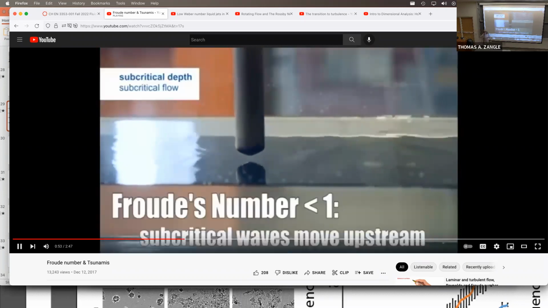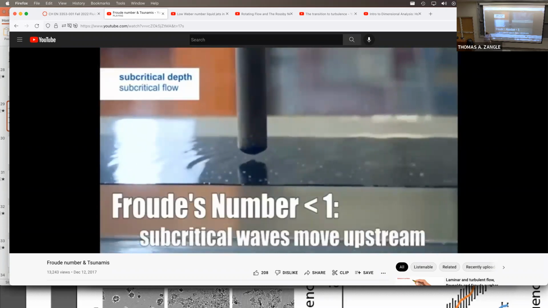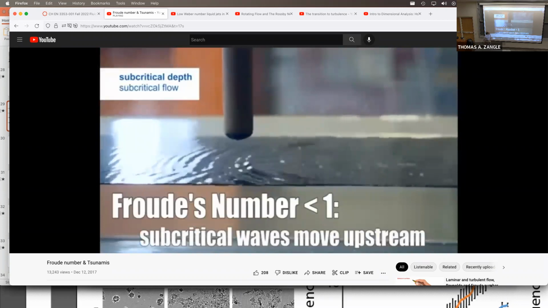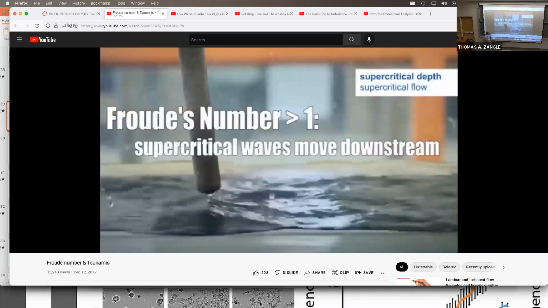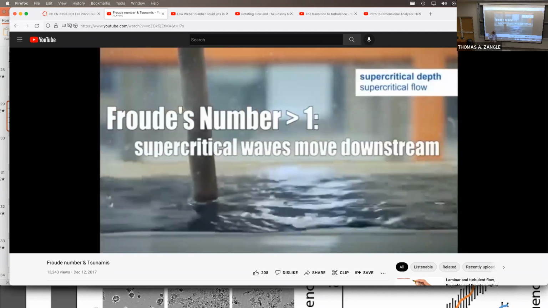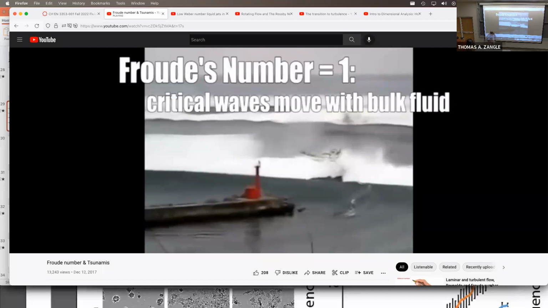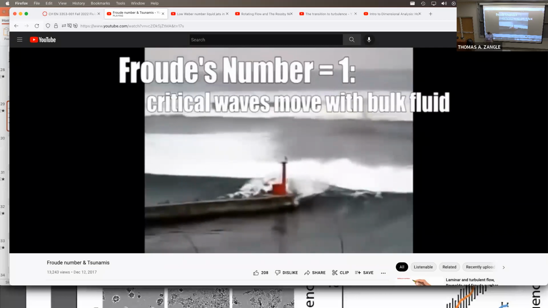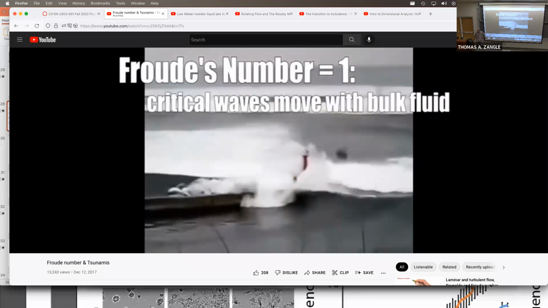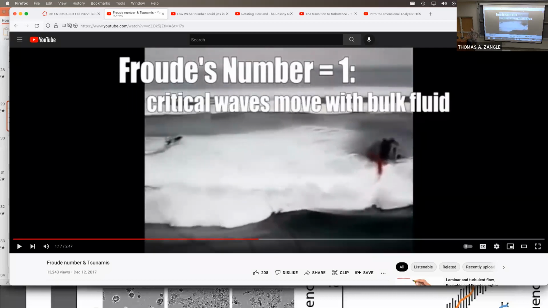When Froude's number is less than 1, it is classified as subcritical and indicates that a wave on the surface of a fluid moves upstream. When Froude's number is more than 1, it is supercritical and indicates the wave moves downstream. When Froude's number equals 1, it is critical, meaning the wave moves at the same speed as the fluid. This is generally the case with tsunamis.